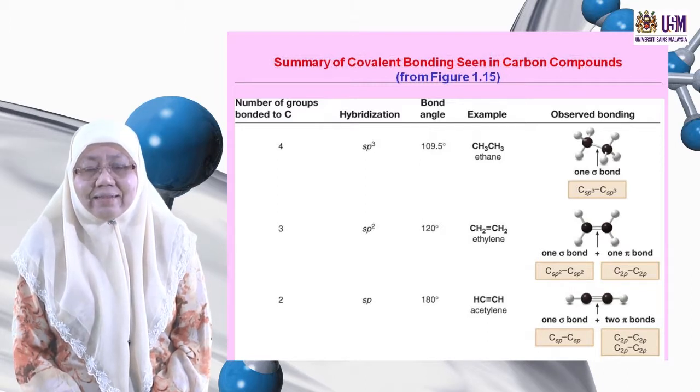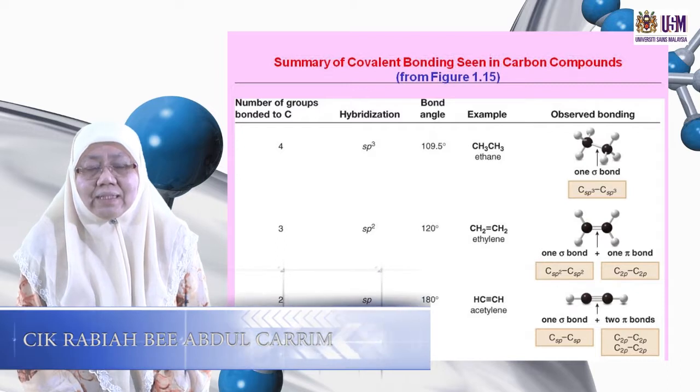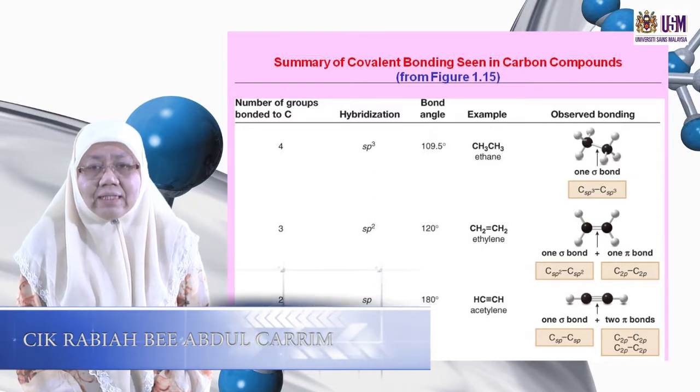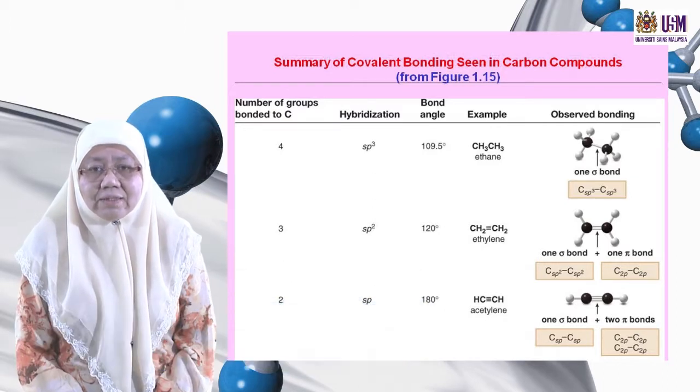In acetylene, between the two carbon atoms, there is one sigma bond, which is the sp-sp hybridized orbital overlap, and two pi bonds, which is the 2p overlapping with the other 2p from the other carbon atom. There are two sets of 2p overlapping orbitals.